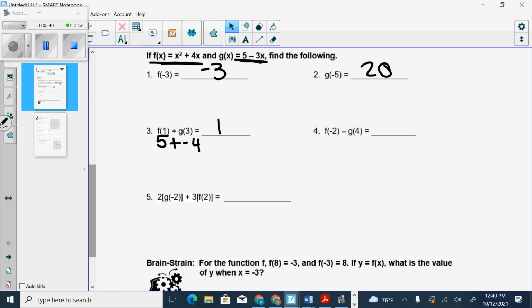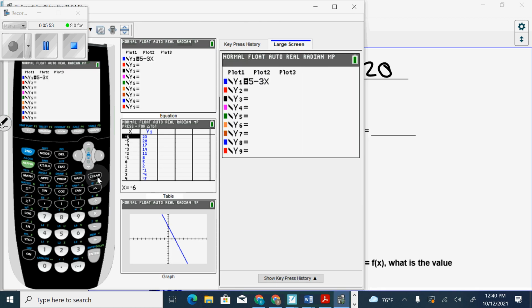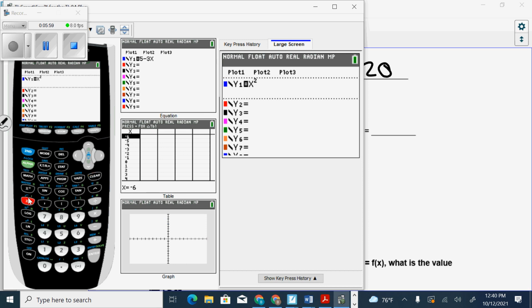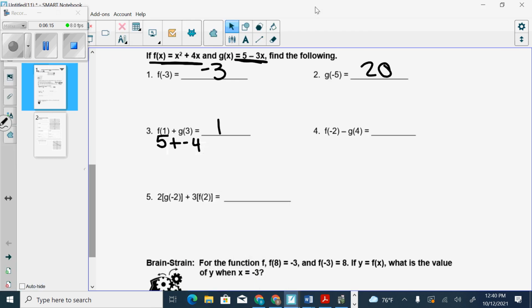Same idea on number 4. They want f of negative 2. I'm going to go back into y equals, clear that out, and put in my f rule, x squared plus 4x. Pull up that table. They wanted f of negative 2, so when x is negative 2, what's y? Negative 4. Good. Underneath here, I'm going to rewrite that it becomes negative 4.